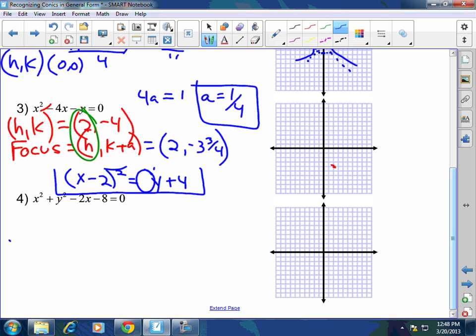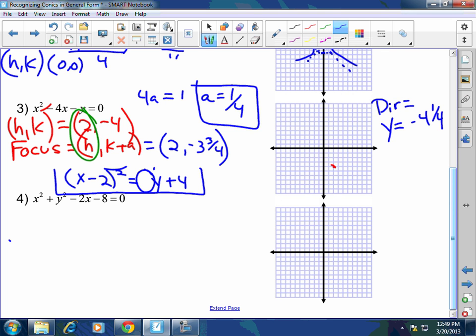Okay. What else do we need? My directrix. Very good. And my directrix, since this is an x squared, is it going to be a y equals or an x equals? That's a y equals. And y is going to equal in this case, anyone remember? Yes, k minus a. And remember, this is k plus a for the focus, k minus a for the directrix. K is negative 4 minus 1/4 is going to be?